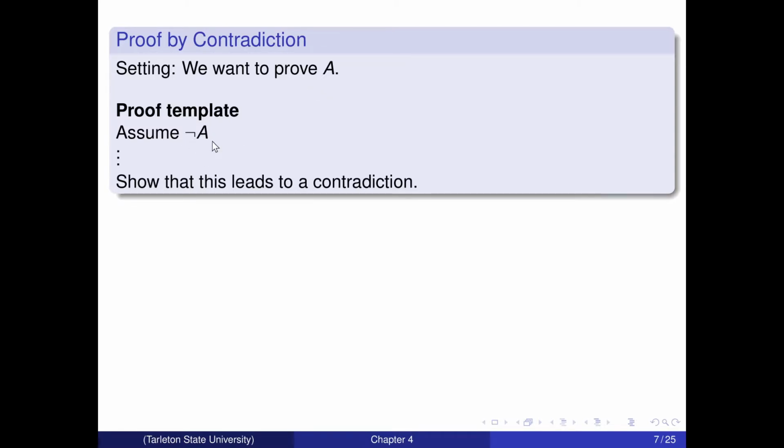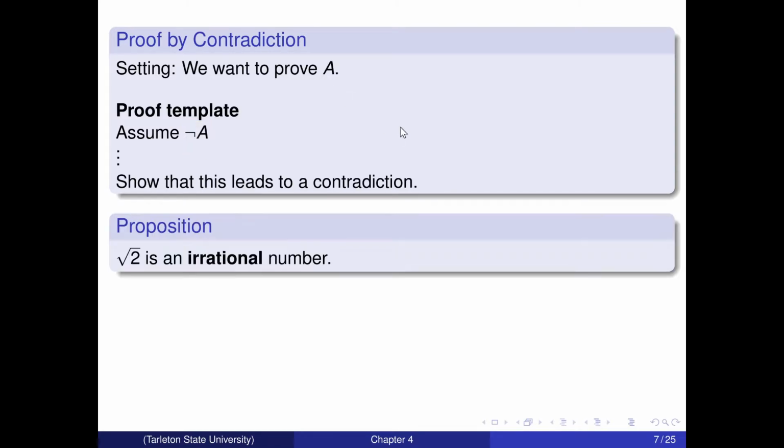And this gives us a way to prove things using contradiction, because basically the way this works is you want to prove that A is true, so you assume the negation of A, and then this leads to a contradiction. Well, that means the negation of A is false, and that means the original statement is true.